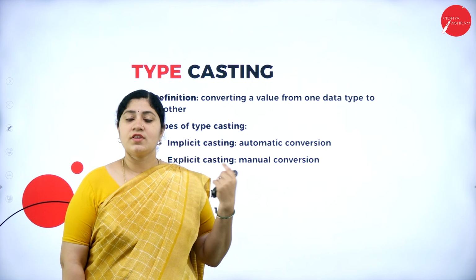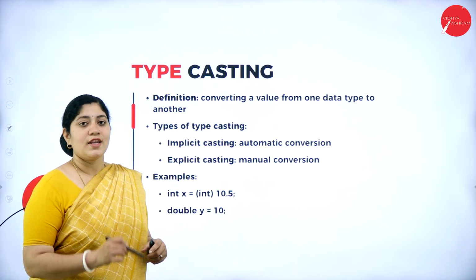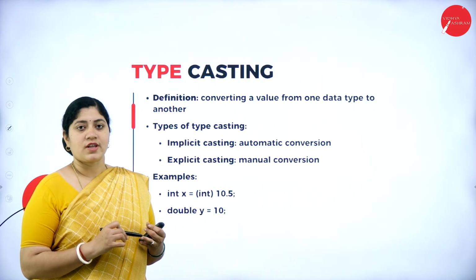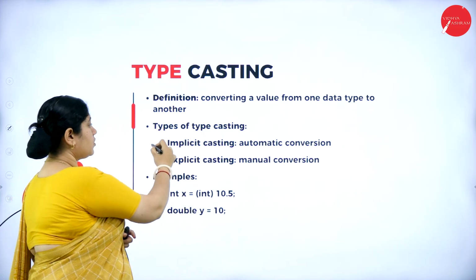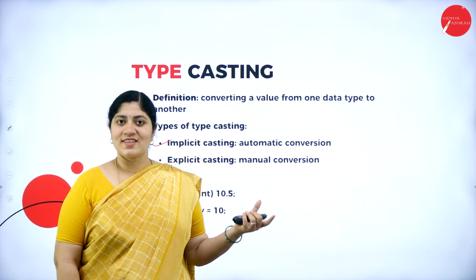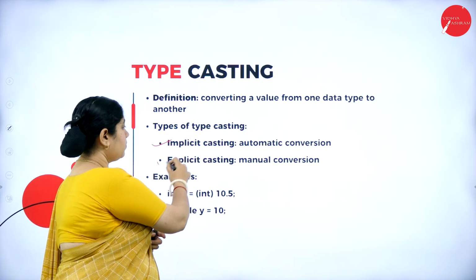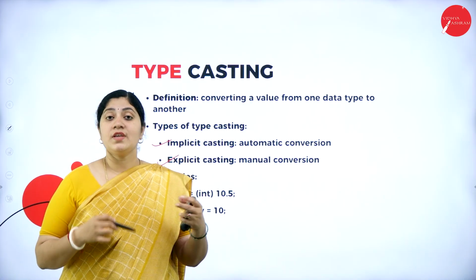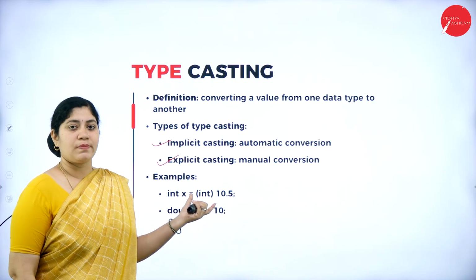Now let's see what types of typecasting are available, that are none other than implicit as well as explicit typecasting. Let's see where this implicit typecasting is used. It is used for automatic conversions, and with respect to explicit, it is used in the manual conversions. All right, let's see an example for this.